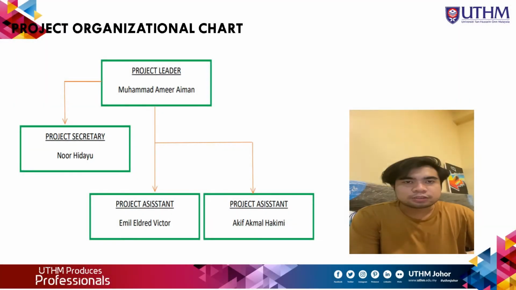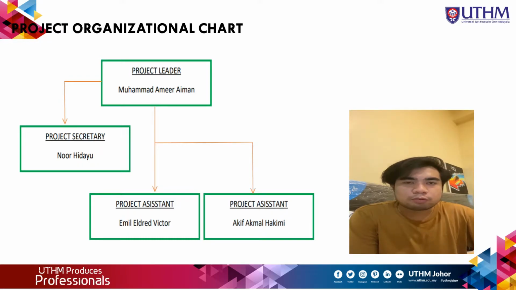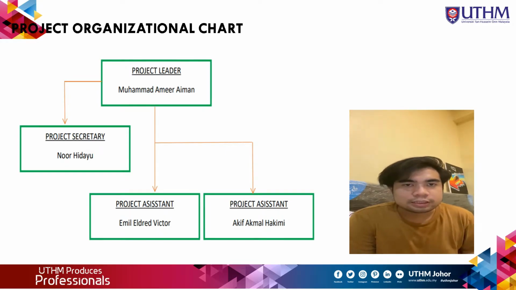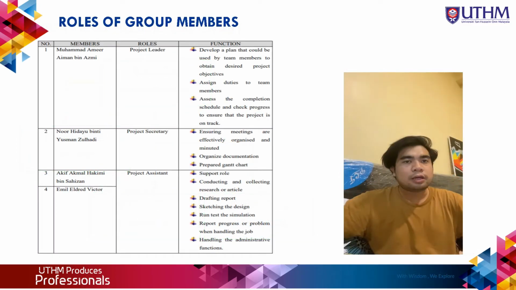Hello, my name is Edward Email Victor, and I'm going to present about our project organizational chart, CAP. As you see from the slide, our project leader is Muhammad Amir Aiman, our project secretary is Nur Hidayu, and Akif Akmal Hakimi and I are the project assistants. These are the roles of each group member.